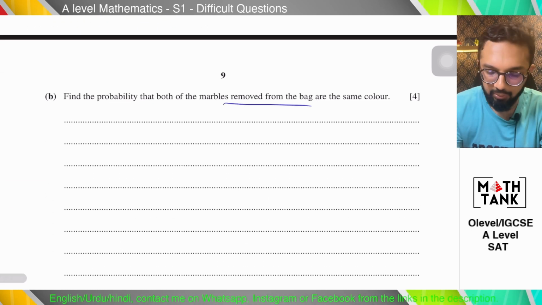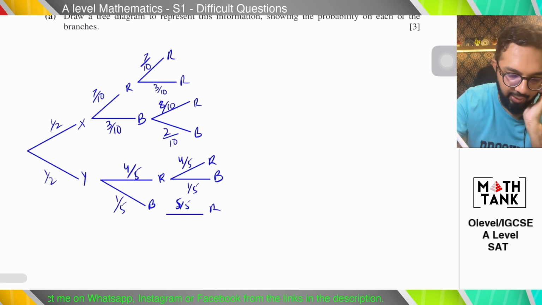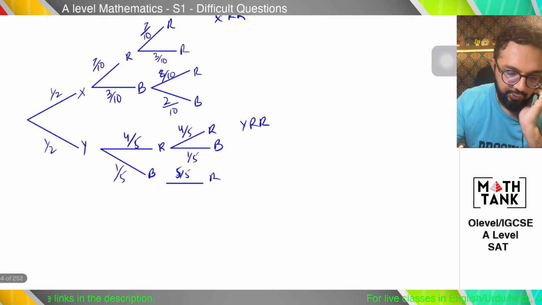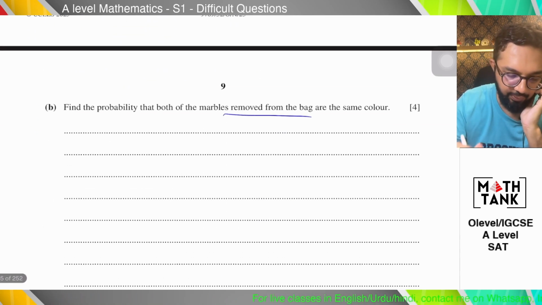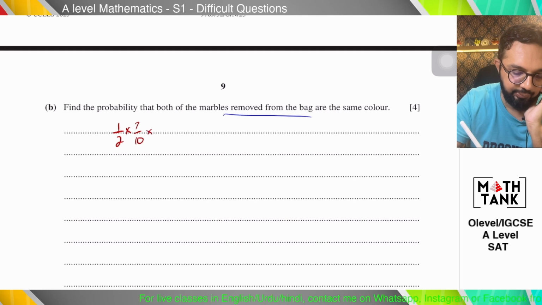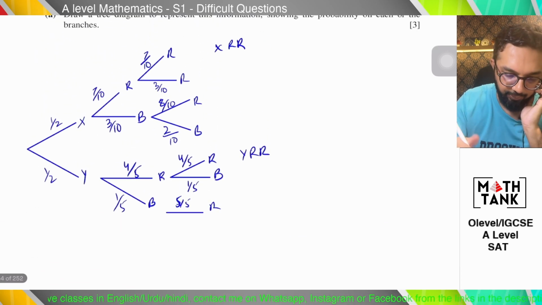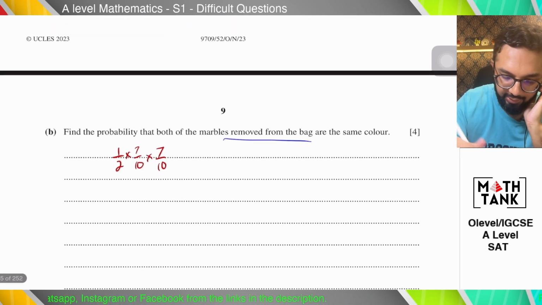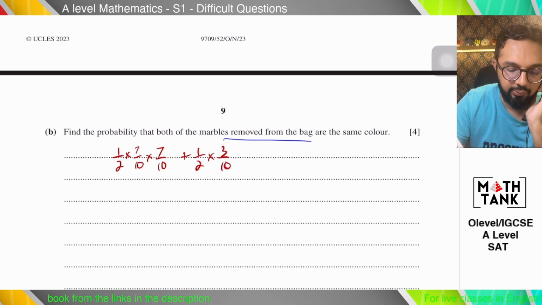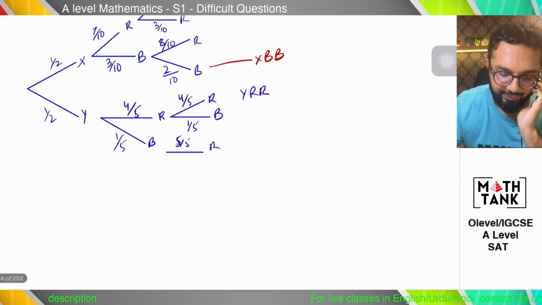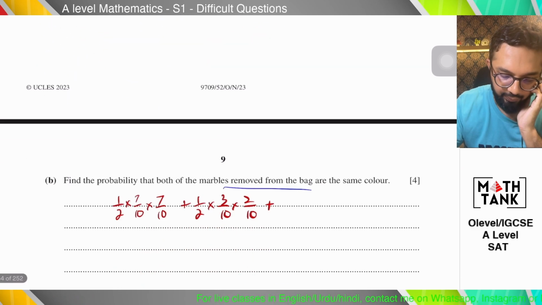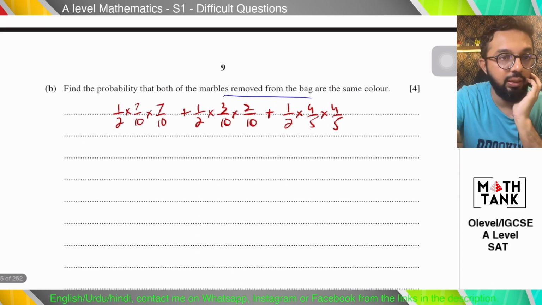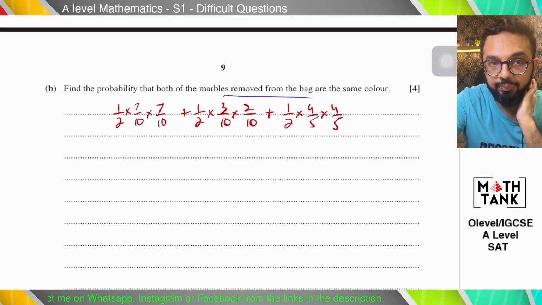Find the probability that both of the marbles removed from the bag are of the same color. So I have XRR and YRR. Okay. So XRR is 1 over 2 into 7 over 10 into 7 over 10. Okay, I would also have blue. Yeah, XBB. Half into 3 over 10 into 2 over 10 plus half into 4 over 5 into 4 over 5. This is November 23, question 52. I will have to open up the marking scheme.